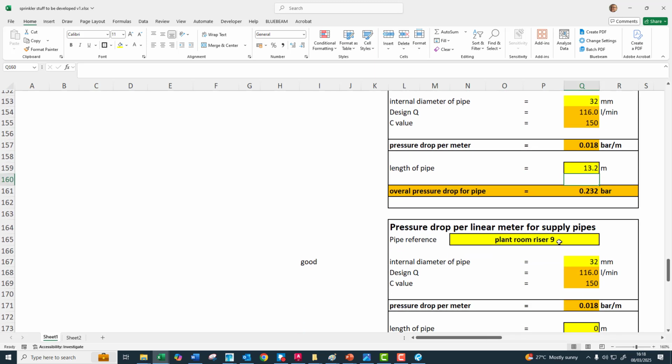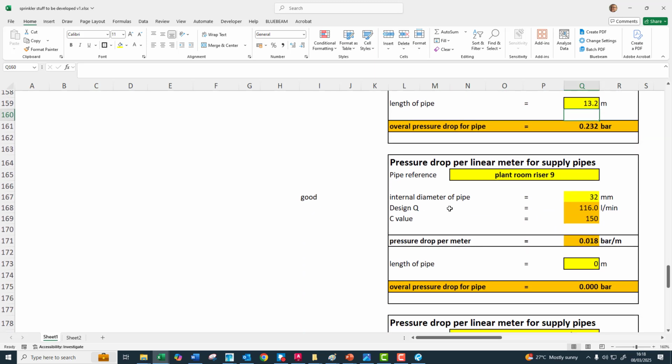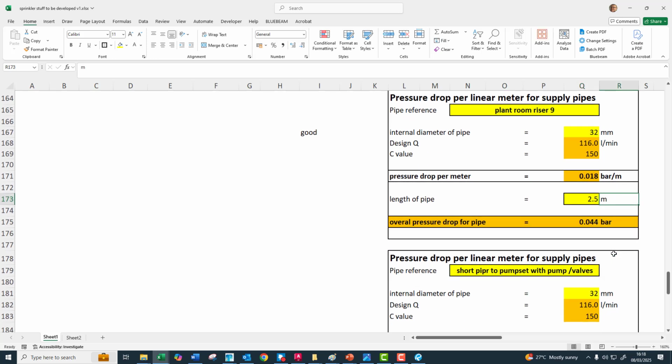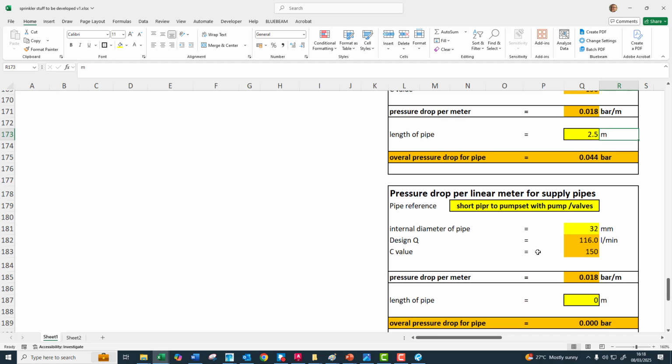0.23. Then we've got the plant room riser. That's going to be about 2.5 meters, and we've already taken 1 T into account. We'll take the next T into account on the short pipe with the pump set on it.